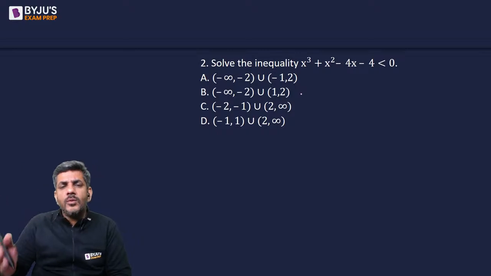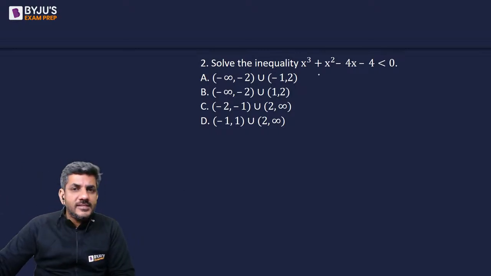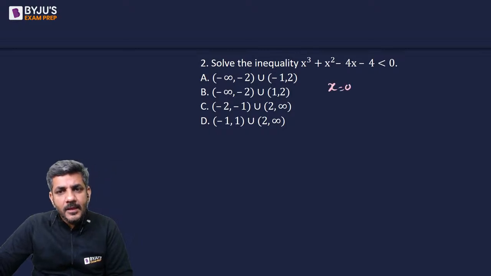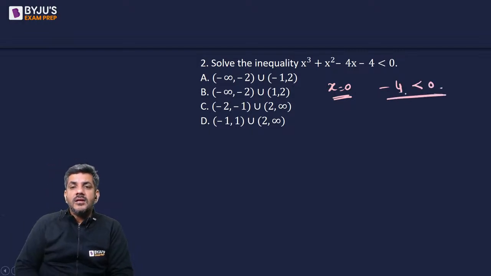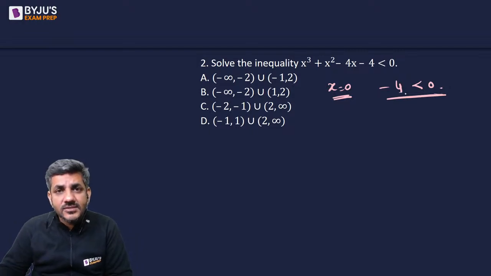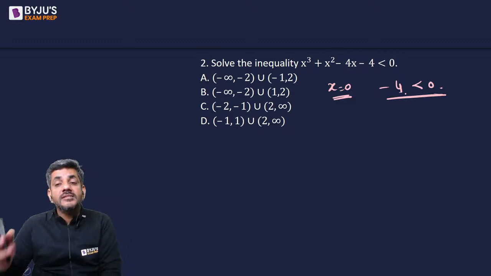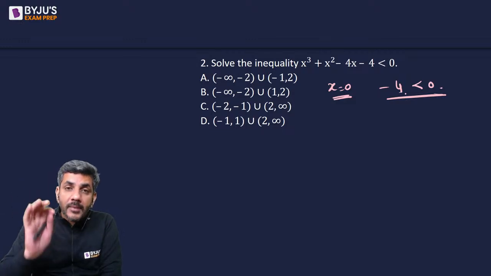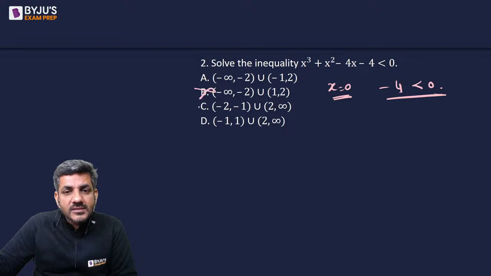So I'll try to put a value of x which will eliminate some of the options, and I'll try to put the easiest value. Let's put x is equal to 0. If I put x is equal to 0, it becomes minus 4 on the left hand side, and that is less than 0, so it is satisfied. That means 0 would be a part of my answer. If 0 is a part of my answer, this cannot be my answer, this cannot be my answer.